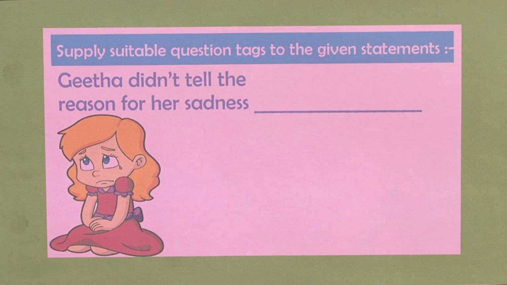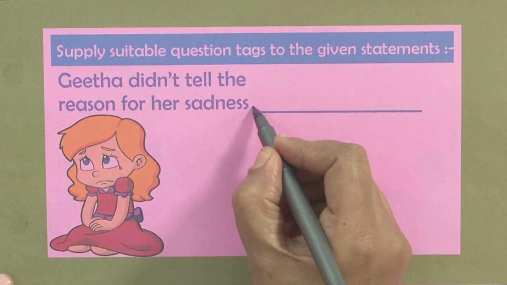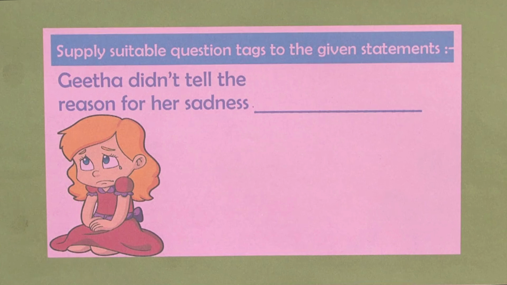Well, now the statement that is given to us, the very first question that we have to discuss: Geeta didn't tell the reason for her sadness. Now all of us know what a sentence is. We have already discussed that many times before. Geeta didn't tell the reason for her sadness. Now, this is a statement. I told you it is not an interrogative sentence. It is a statement. For this particular statement, you are supplying the question tag.